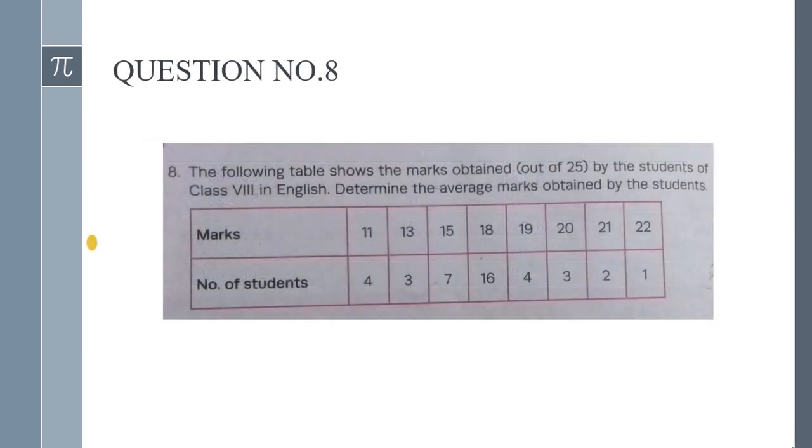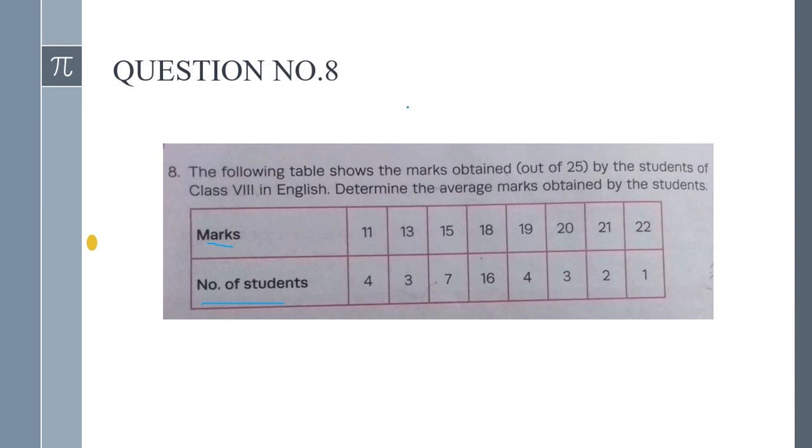It states that the following table shows the marks obtained out of 25 by the students of class 8 in English. Determine the average marks obtained by the students. Okay, you are given a table that divides into 2 rows: marks and number of students. Here we have marks and here we have number of students. Marks are out of 25.